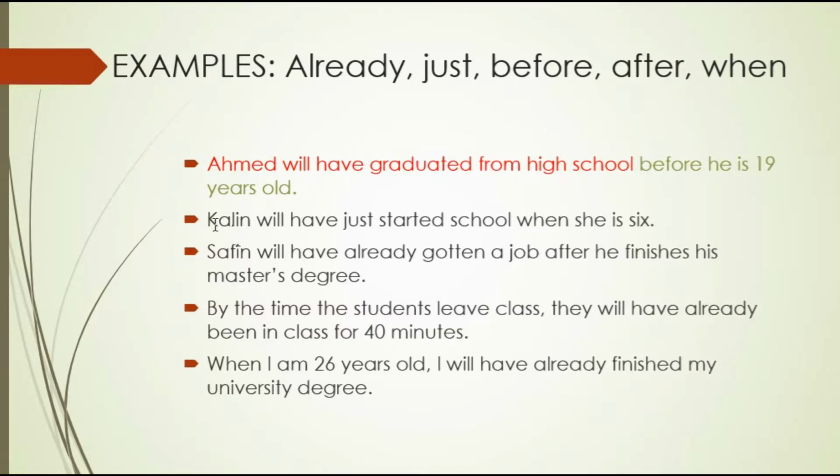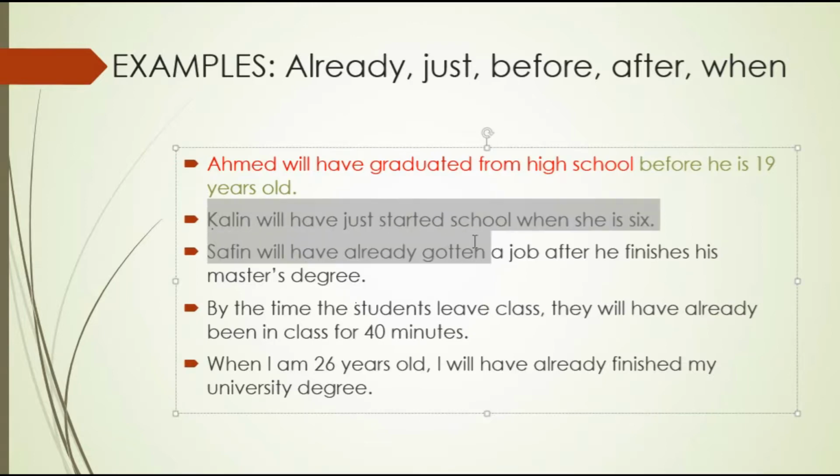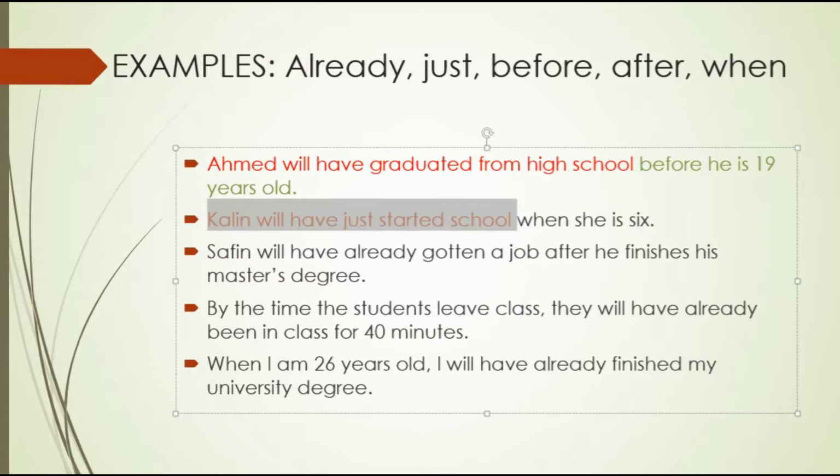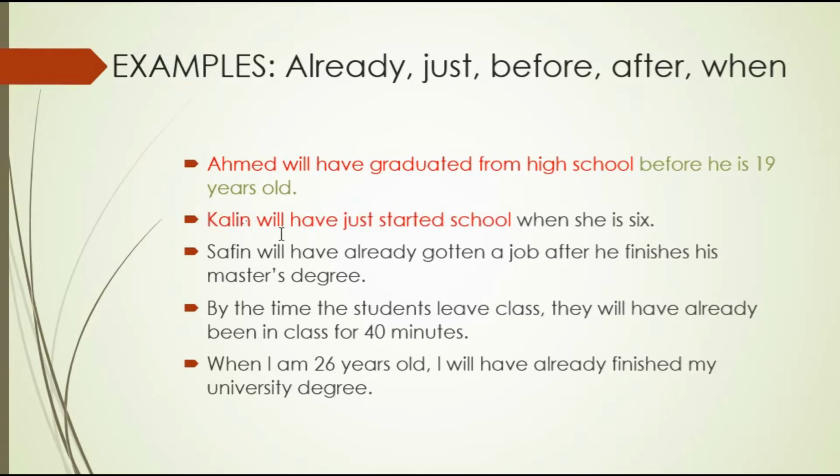Let's go to our second example. Kalin, just a girl's name, will have just started school when she is 6. Which event happens first? The event that has the future perfect form. Oh, here we go. So this happens first in the future, then this happens.